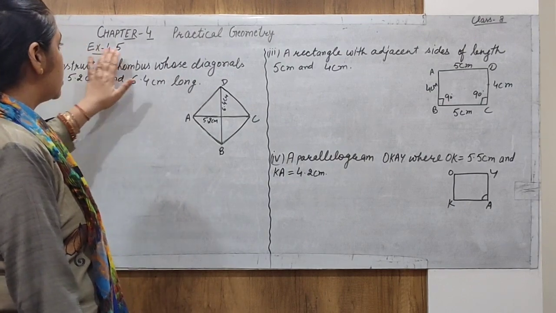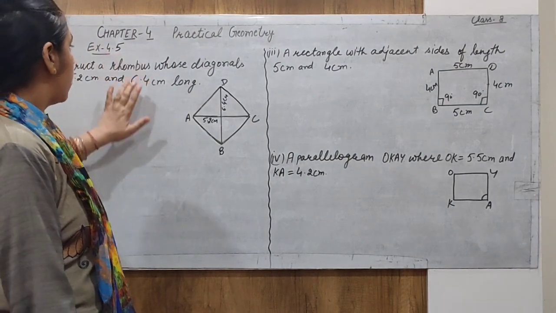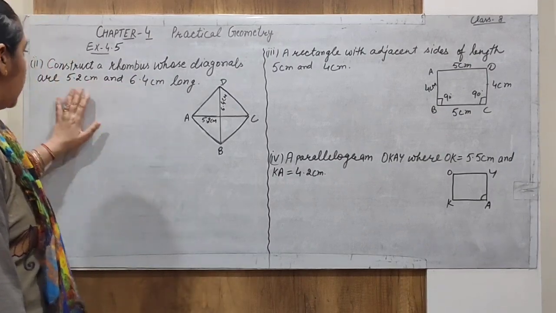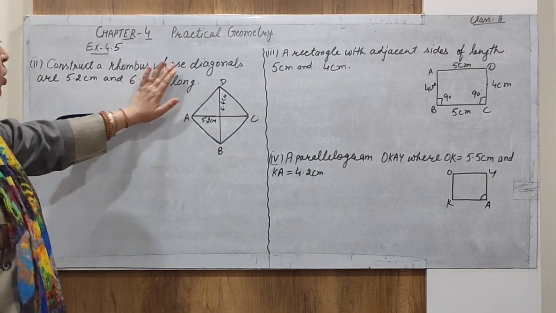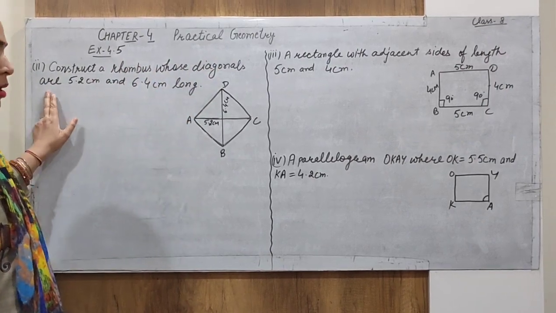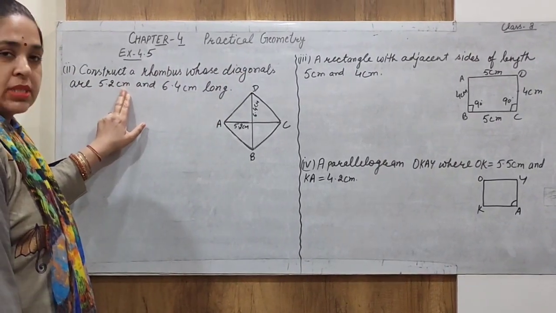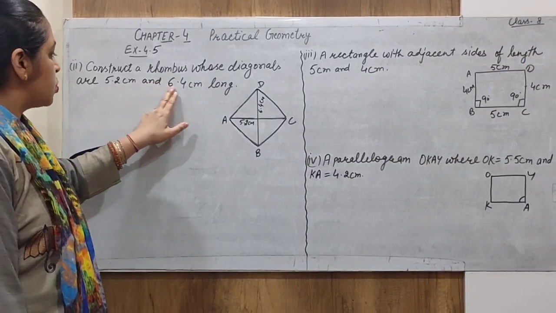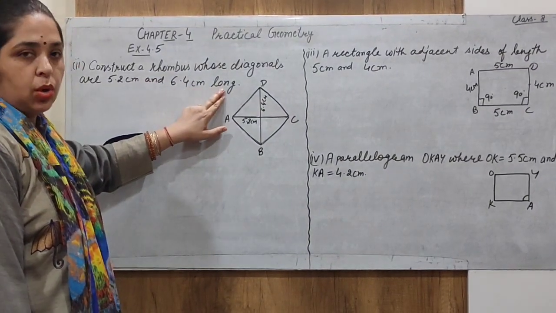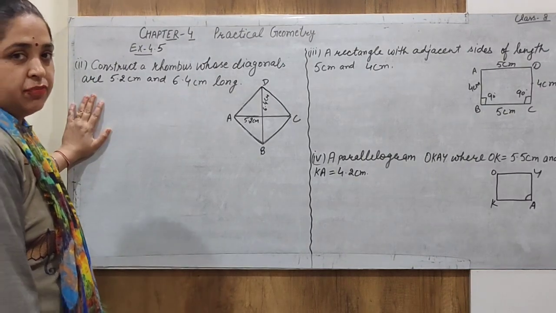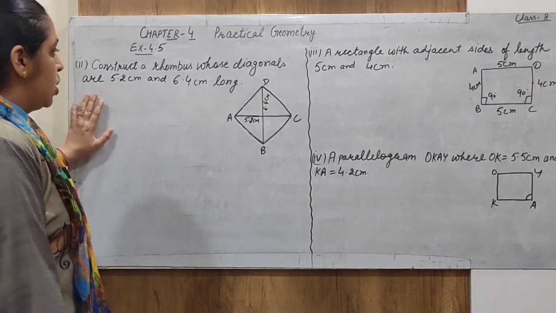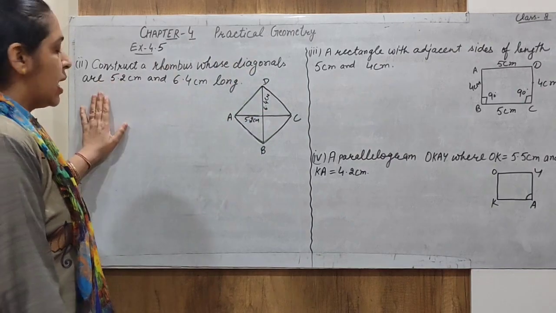Next is exercise 4.5, question number 2, in which the question is: construct a rhombus whose diagonals are 5.2 centimeter and 6.4 centimeter long. Now in this question no side is given related to the rhombus. Only two diagonals are given.